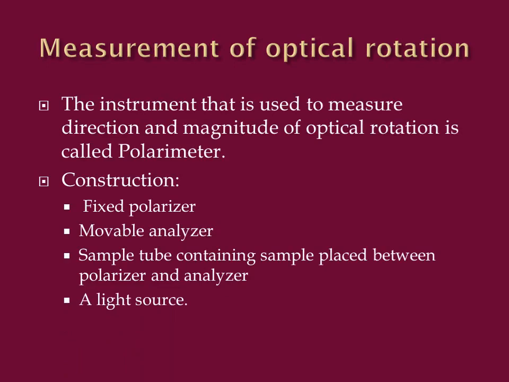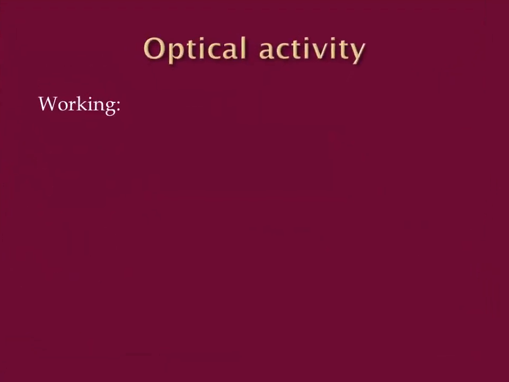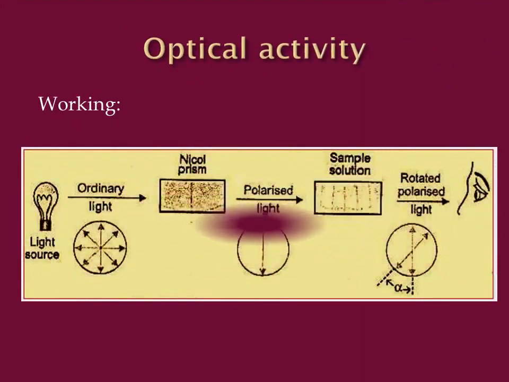Now students, let us try to understand the working of this polarimeter. Now you can see a source of light, an ordinary light which vibrates in all possible directions. But when such a light is passed through a polarized lens or a nickel prism, it is going to vibrate in only one axis, which is parallel to this prism. Such a light which is vibrating in only one axis or only one plane is called polarized light.